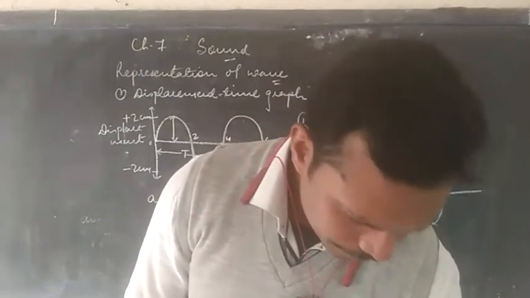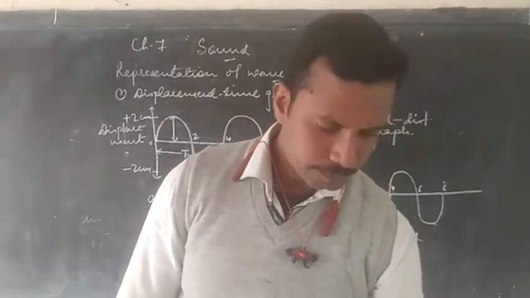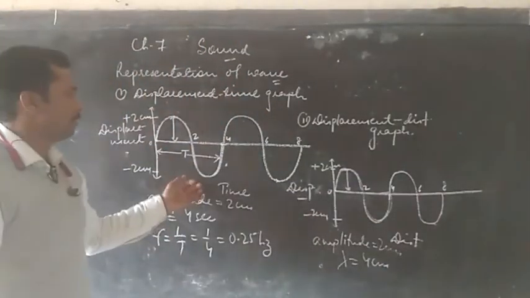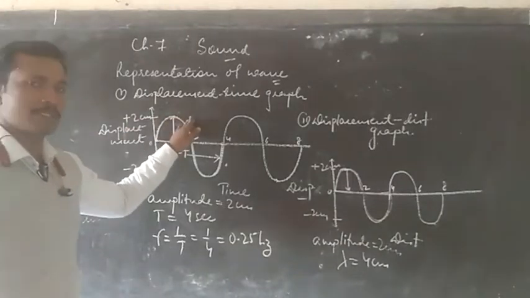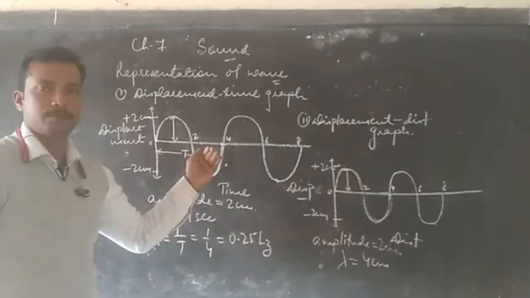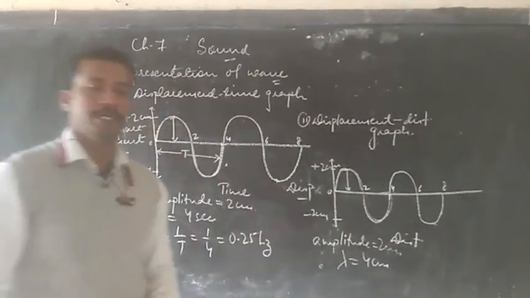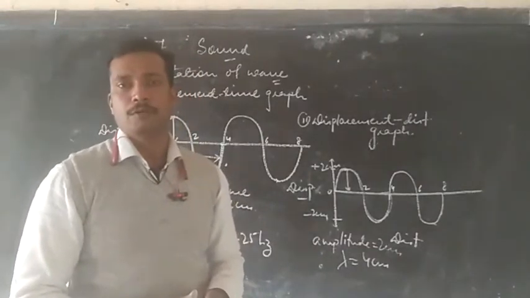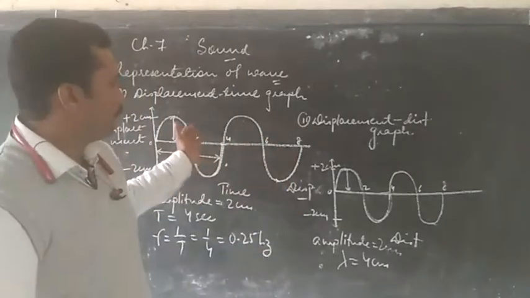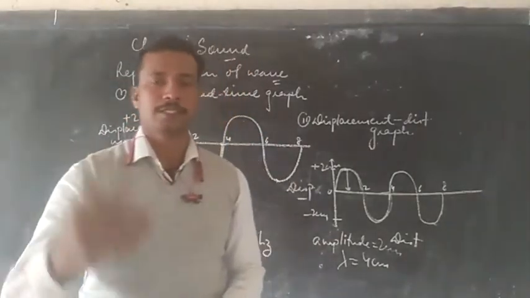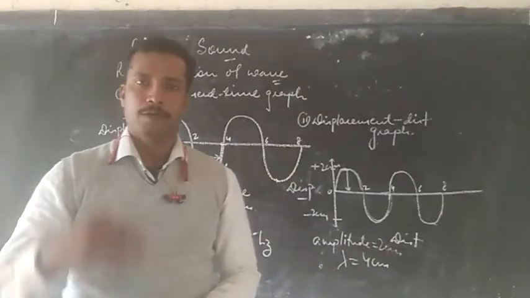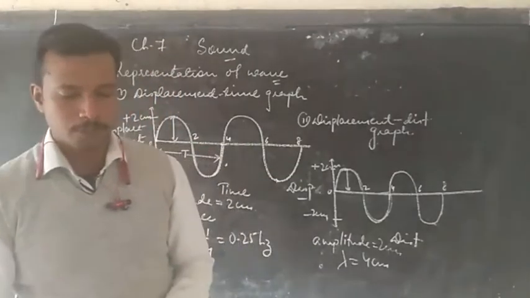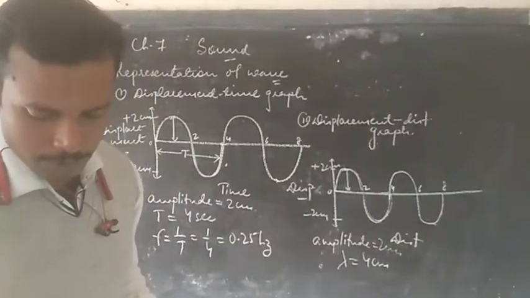Next, now you should know one thing here: what does the wave above the x-axis and below the x-axis represent? The wave above the x-axis represents that the vibration is in the direction of the wave, whereas the wave below the x-axis represents the vibration in the direction opposite to the direction of the wave. These are the two pieces of information you should know.